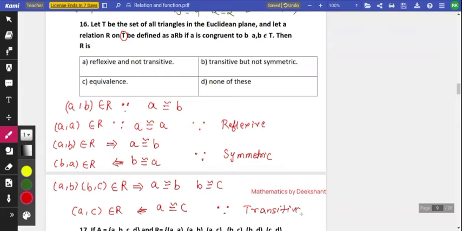So the given relation is reflexive, symmetric and transitive. Therefore, the given relation is an equivalence relation. So the correct answer is option C.